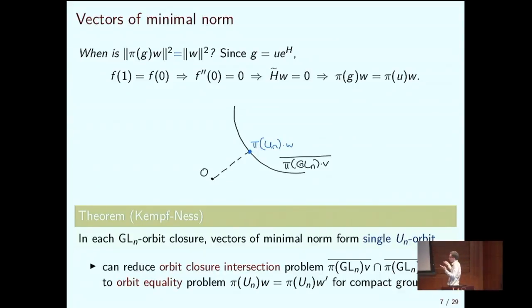And so then one can work a little bit more and look at the orbit closure, which is a situation that Ankit spoke about. And the conclusion, which is the theorem of Kempf-Ness, is that in each GLN orbit closure, the vectors of minimal norm form a single UN orbit. And moreover, the GL orbit of those is actually a closed orbit. So the situation roughly looks like so. We have some orbit closure here. I only spoke about orbits, but we can also speak about closures. Now in this orbit closure, there is some point of minimal norm. Say it's non-zero, it's this W here. And this point comes with its own unitary orbit. So that's the geometry that's going on.